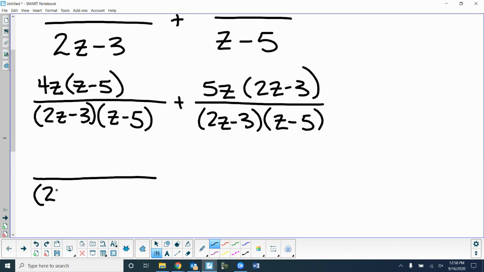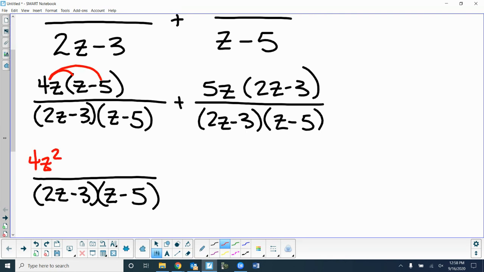Okay, so we want to distribute first before I add them. So I'm going to go 4z times z, and 4z times negative 5, and 5z times 2z, sorry, which is 10z squared, and 5z times negative 3, negative 15z. So that's my numerator now, once I do that.